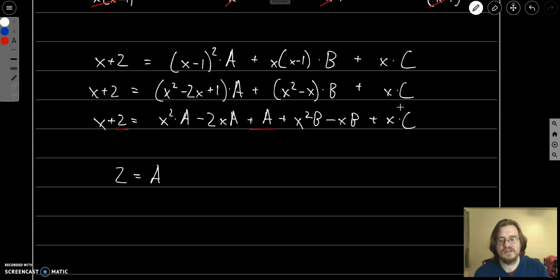The a term is the only one that doesn't have an x in it. So we know this. We know that 2 has to match up with the a. Let's look at the other ones.